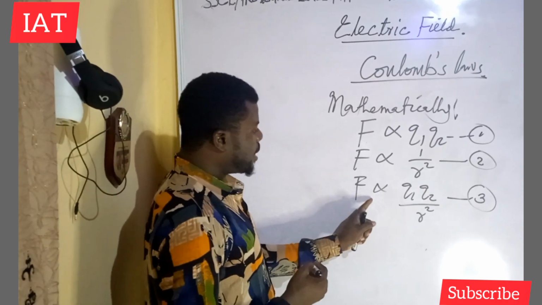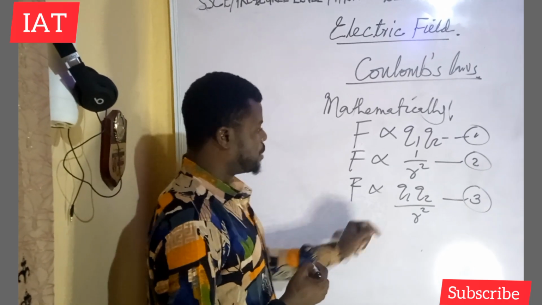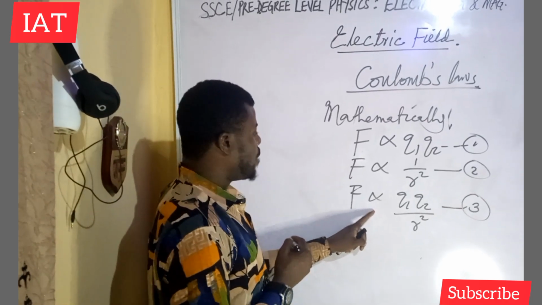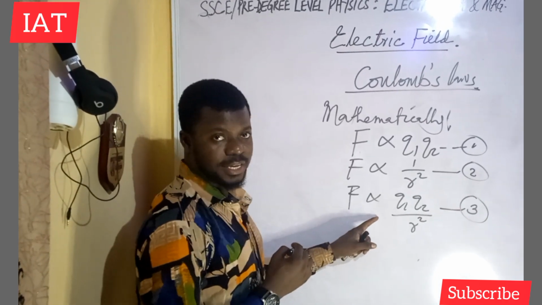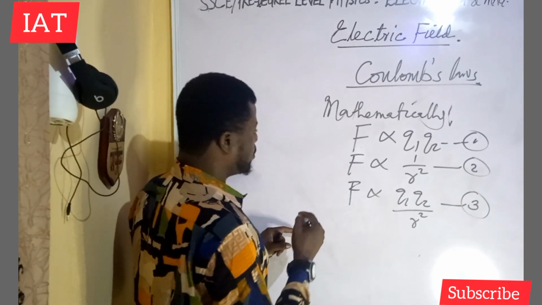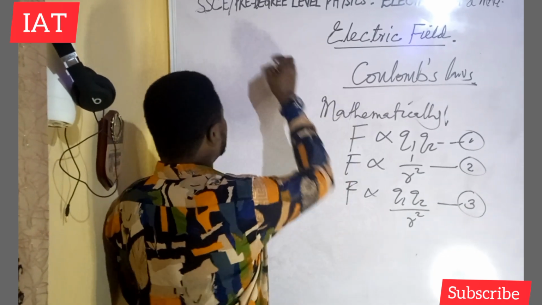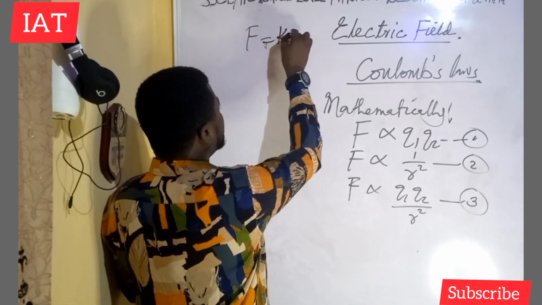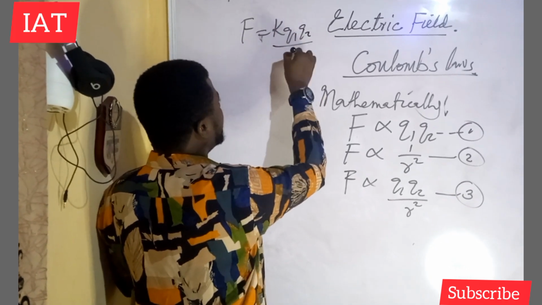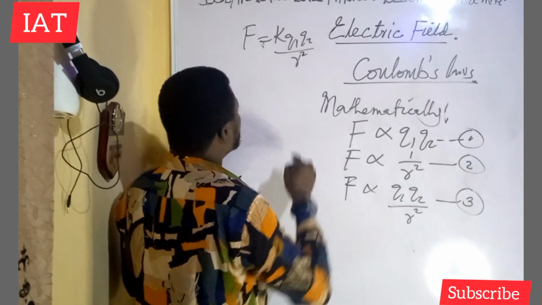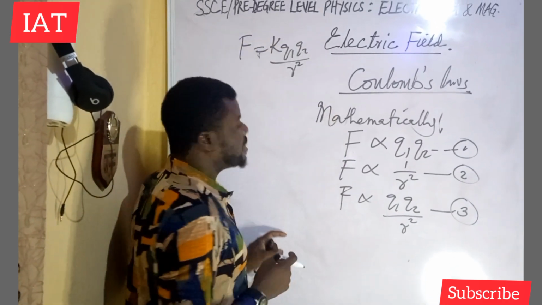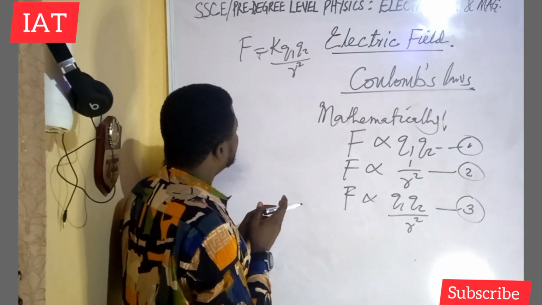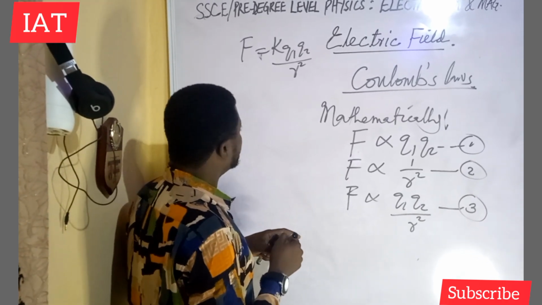So in order to further work on this expression, we can change the sign of proportionality, and when we change that, we introduce a constant k. So at this point, you can say that F is equal to k Q1 Q2 all over r squared, where Q1 and Q2 are the charges that multiply themselves, or the charges of attraction or repulsion.